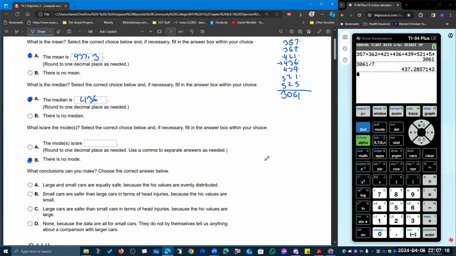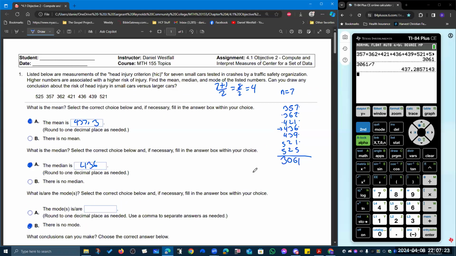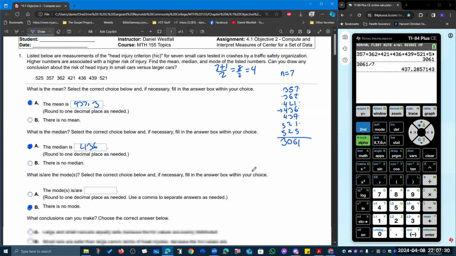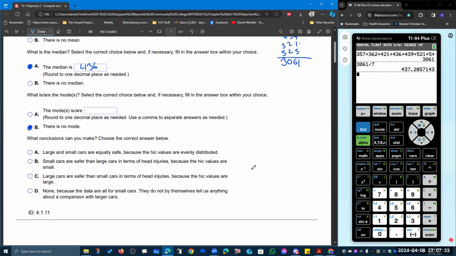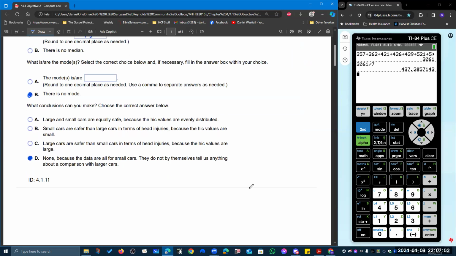What conclusions can you make? Well, we don't really have any numbers for large cars. So the data are all for small cars. So we can't compare large cars to small cars when there's no data for large cars. So they do not by themselves tell us anything about the comparison. So there's that answer.